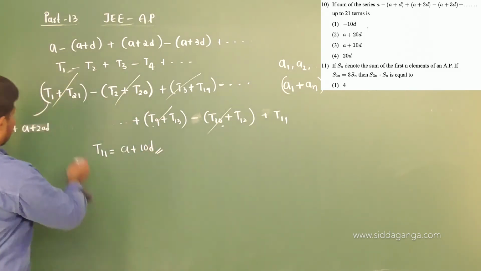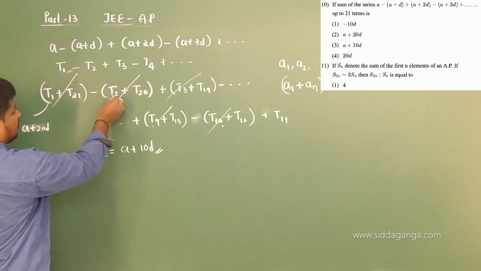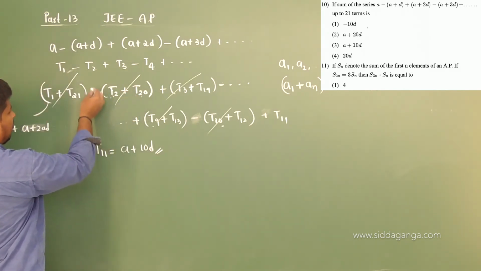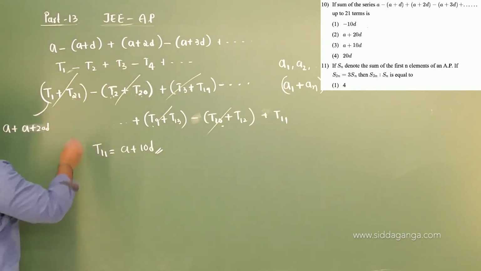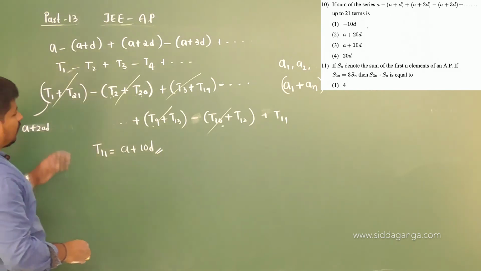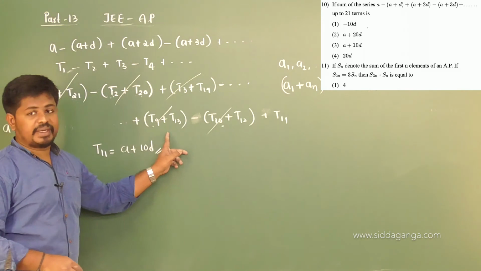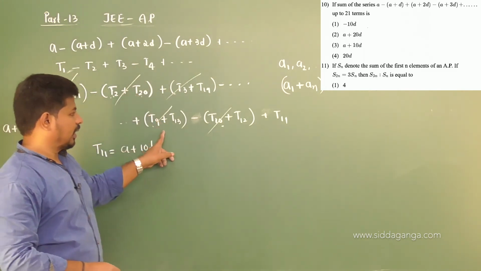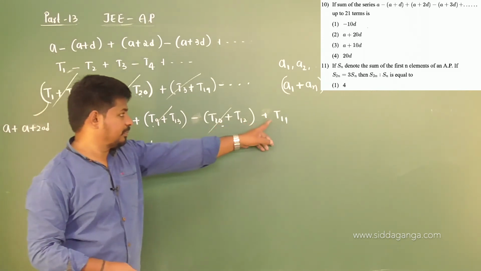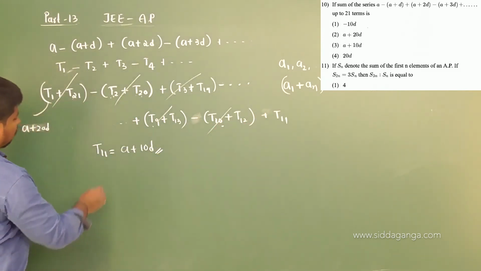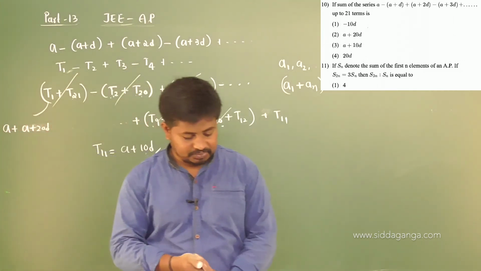Using that, I have grouped like this: T1 plus T2, and the last is T21 minus T2, because odd places are positive and even places are negative. Among the 21 terms, we have grouped 10 groups in this way, and the last one remaining is T11 plus T11 because it's an odd place. That is a plus 10d. So the answer is the third option.